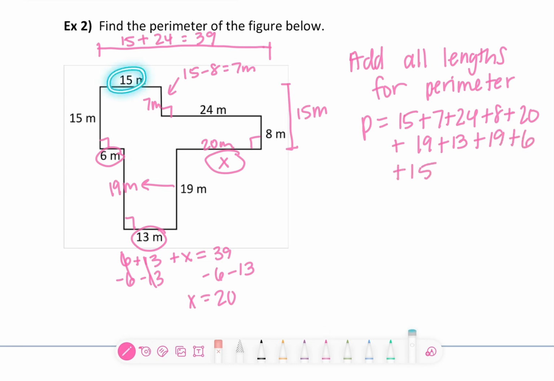So starting here, going all the way around our shape, we have to add those all together. I'm just using a calculator to make it faster. Okay, so you add all those values up, and you should get 146. So our perimeter is 146, and it's meters. It's not squared because we're just adding all those lengths up. We're not multiplying anything, okay?